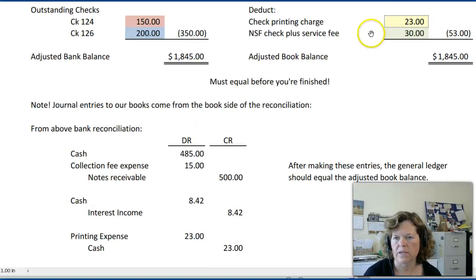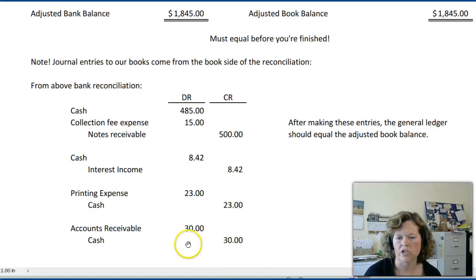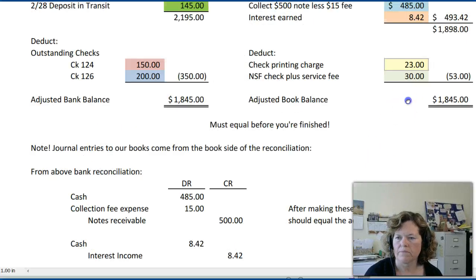The last one is this NSF check, which is a $30 charge. I'm going to debit accounts receivable and credit cash, because I've also been assessed a $10 fee. I'm going to charge that back to my customer. They need to pay the fee because their check bounced. You need to record these entries, and once you do, the general ledger should equal the adjusted book balance. That's a good double check. You want to make sure that your general ledger equals your adjusted book balance before you prepare your financial statements. That way you know you're representing an accurate cash balance.